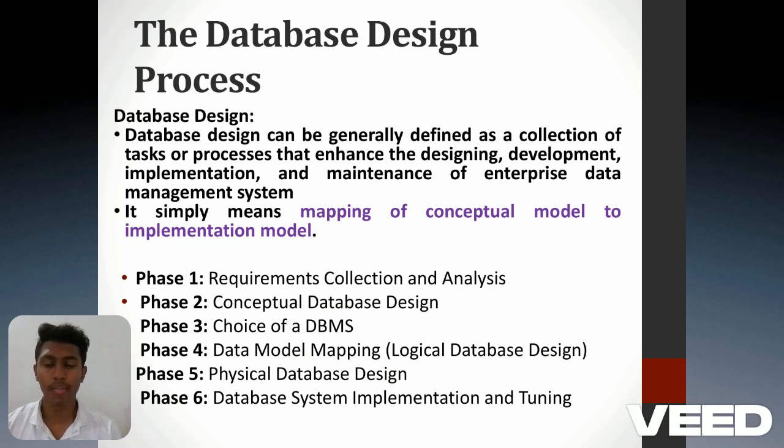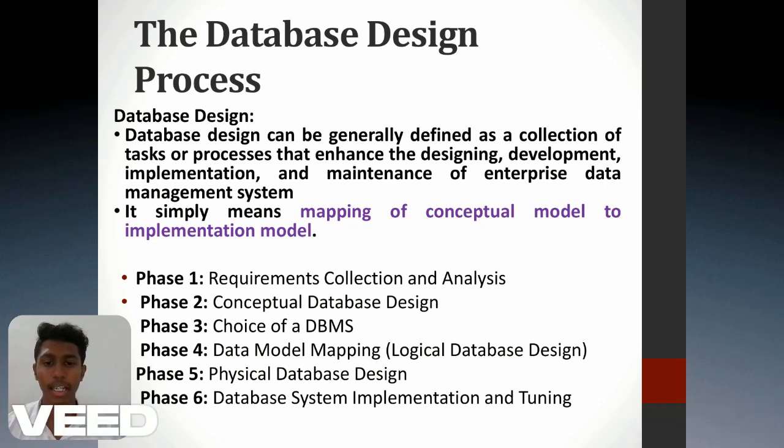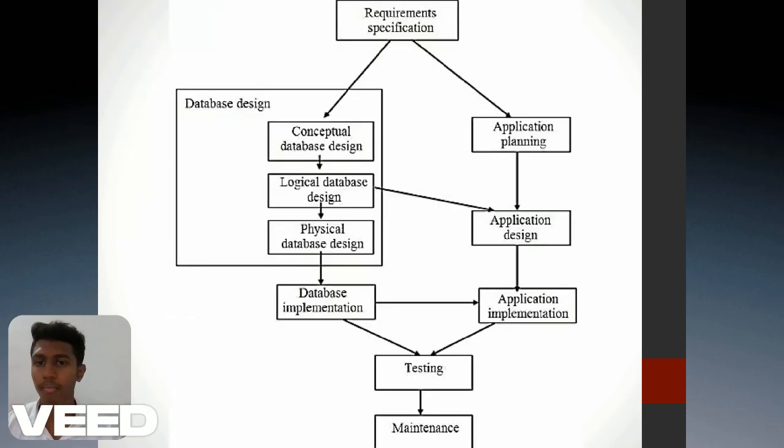Phase 1 is also called requirement collection and analysis. Phase 2 is conceptual database design. Phase 3 is choice of DBMS. Phase 4 is data model mapping. Phase 5 is physical database design. And the last phase is database system implementation and tuning.